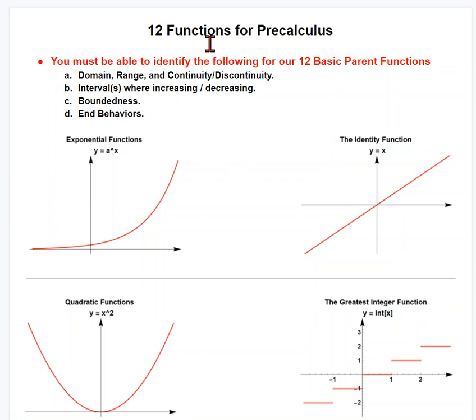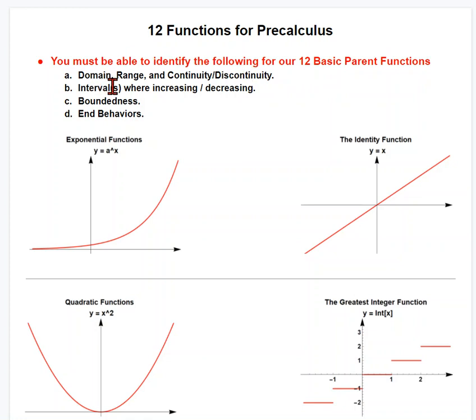Alright, so in this video we're going to talk about 12 basic parent functions that we need to be familiar with for precalculus. Our 12 functions are going to be listed here. Importantly, for these 12 functions in particular, and then for other functions as we go on, we must be able to identify the domain, the range, and any continuities or discontinuities.